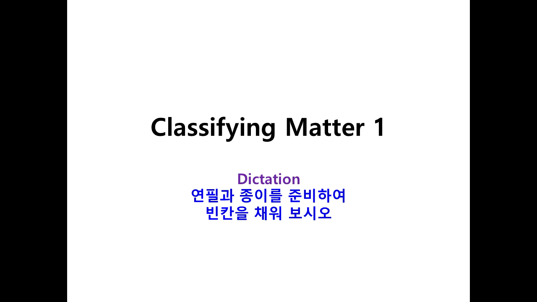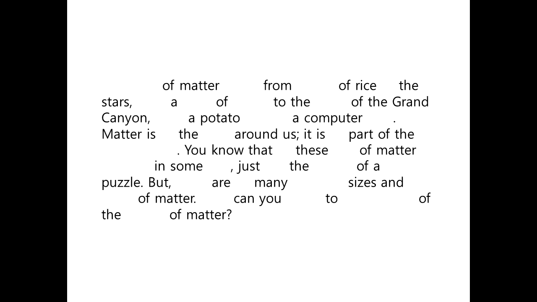Classifying matter. Examples of matter range from grains of rice to the stars, from a drop of water to the rocks of the Grand Canyon, from a potato chip to a computer chip. Matter is all the stuff around us.